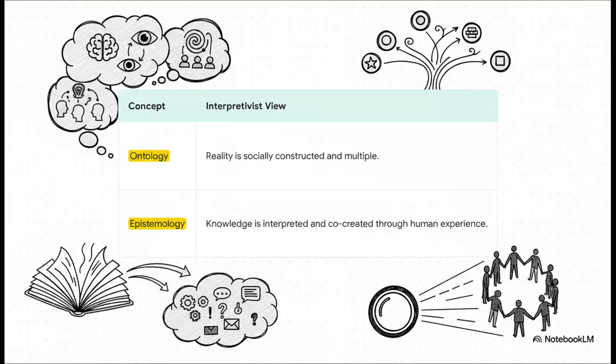This slide shows that shift perfectly. The ontology is that there are multiple subjective realities. Your reality might not be the same as mine. And the epistemology? Knowledge comes from interpreting those realities, from understanding the nuanced meanings that people create. In this paradigm, subjectivity isn't some bias you need to eliminate.